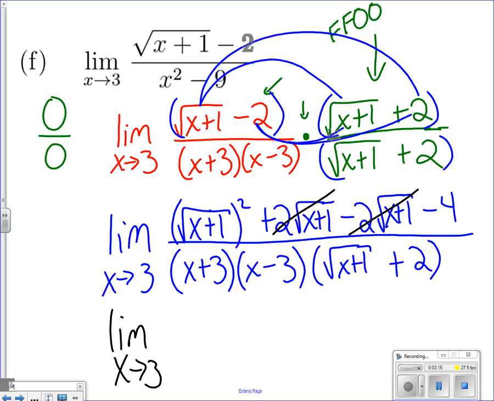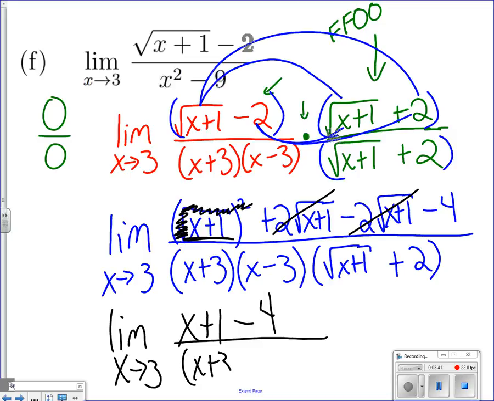Now this guy, the square root of x plus 1, the first piece, and then that being squared, what's happening there is if you have a radical or a square root like this and it's being raised to the second power, you're really only left with what was underneath there, so that x plus 1. And then, again, those canceled out, and then you still have that minus 4 at the end. On the bottom, I'm literally just going to rewrite the entire same bottom. So we have that x plus 3 times x minus 3 times the square root of x plus 1 plus 2.